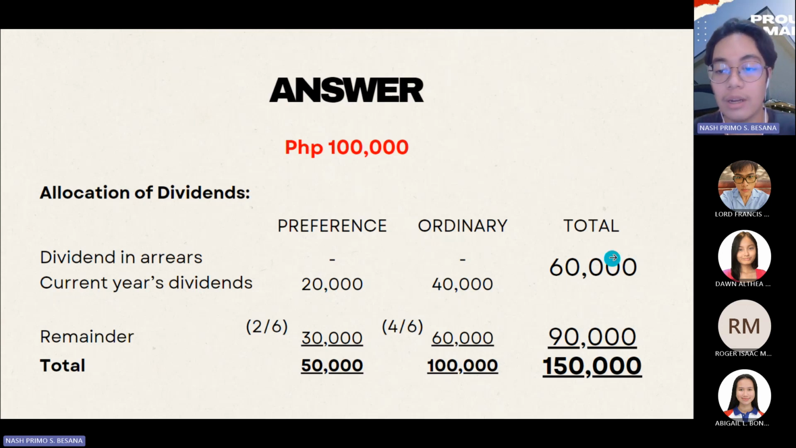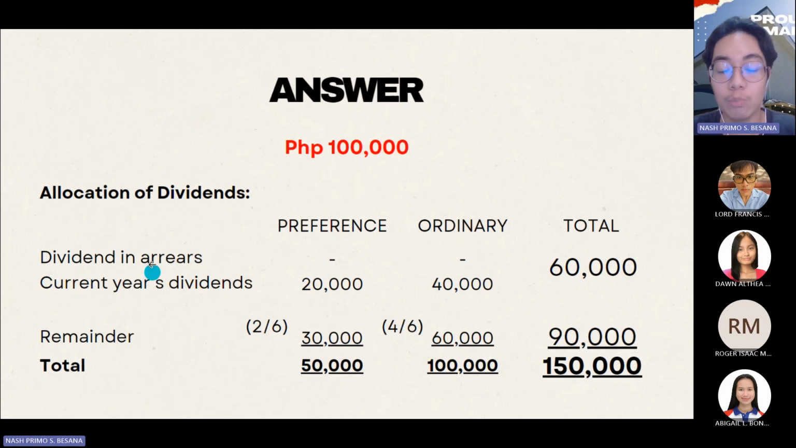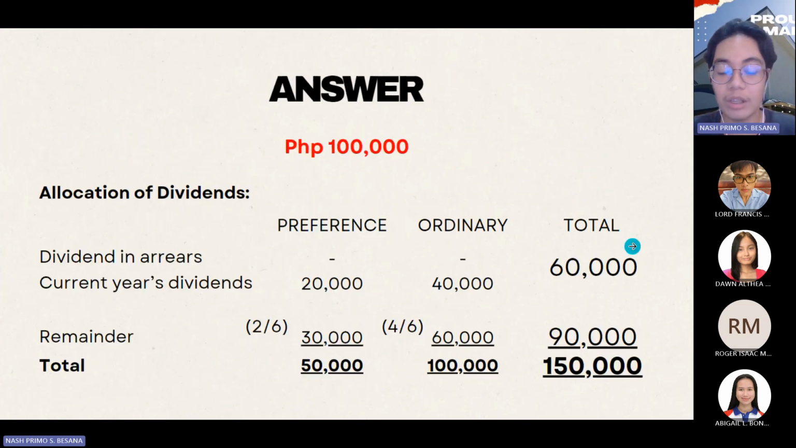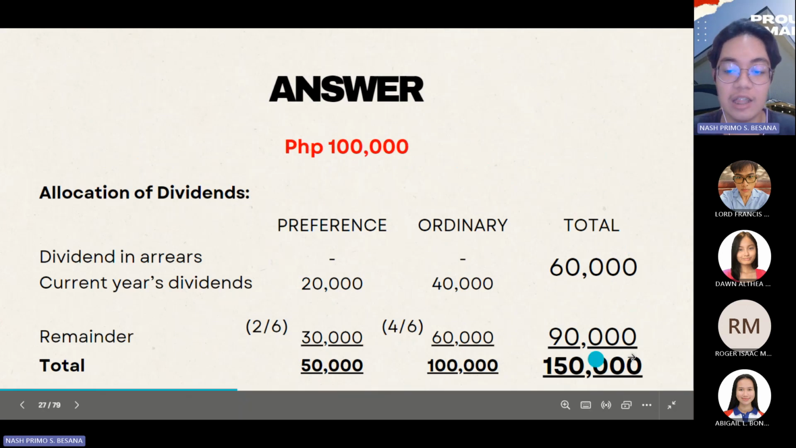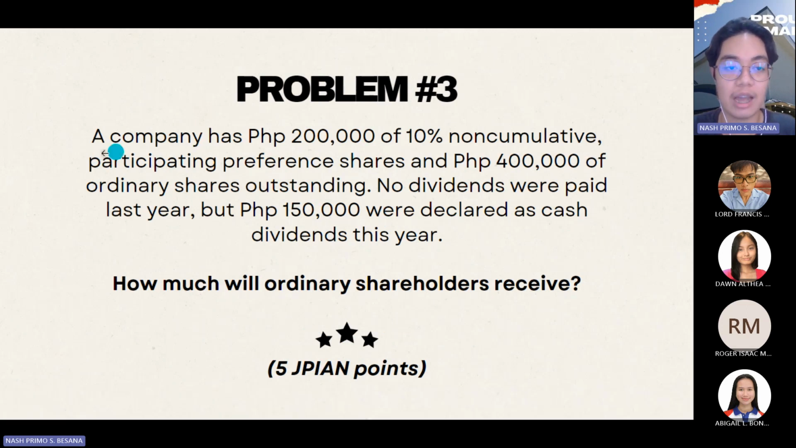Kukunin natin yung subtotal again para makuha kung may natira pa. Kapag may natira pa, we would move on sa allocation of the remainder. Since 60,000 lang yung nabigay dito sa first two parts, and there is a total of 150,000, meron pa tayong excess na 90,000. And how do we allocate this? Pupunta ulit tayo sa type ng preference shares na pinakita. So, participating, sasali si preference shares sa hatian ng remainder.